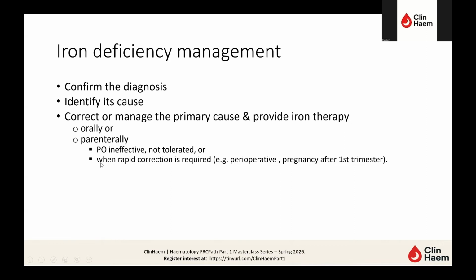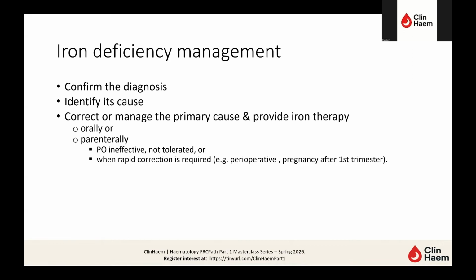And the indications that we are supposed to know, other than PO being ineffective or not tolerated, are when rapid correction is required, of course, perioperatively, for surgeries a few weeks down the line. Patients anemic from iron deficiency, you don't give them a transfusion, you actually give them IV iron. Or in pregnancy, if it's late pregnancy after the first trimester.